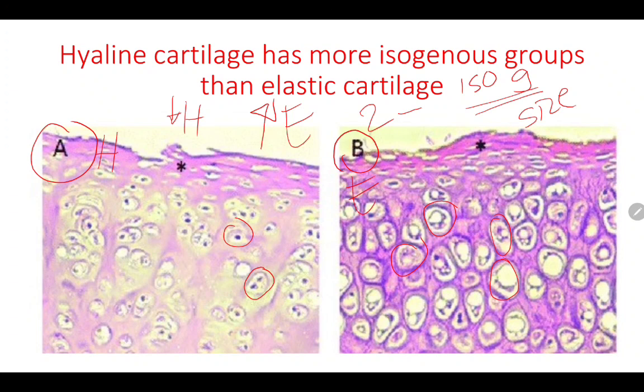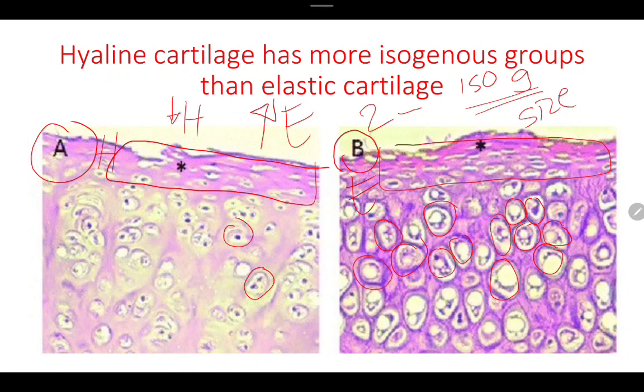So, we also look at the isogenous cell group. In elastic cartilage, you can see we have the chondrogenic layer here, same with your hyaline cartilage. However, do you see any isogenous cell group in letter B? Not much. Because every chondrocyte has its own respective lacuna. So, they are already big and mature.